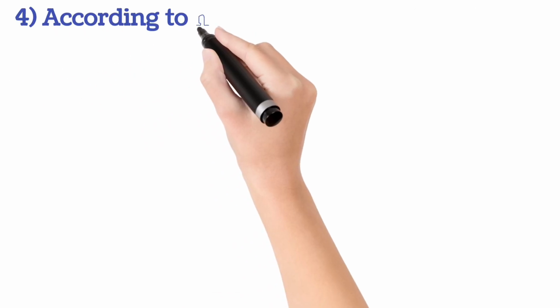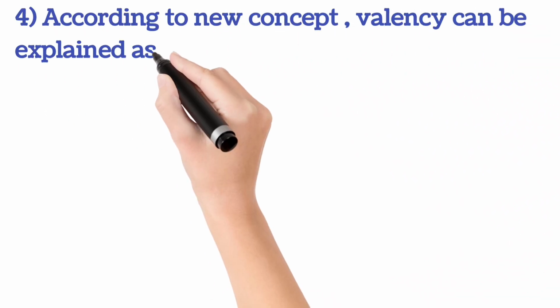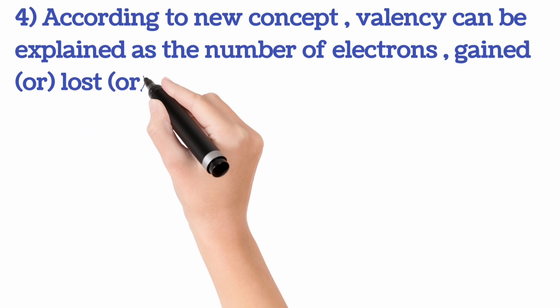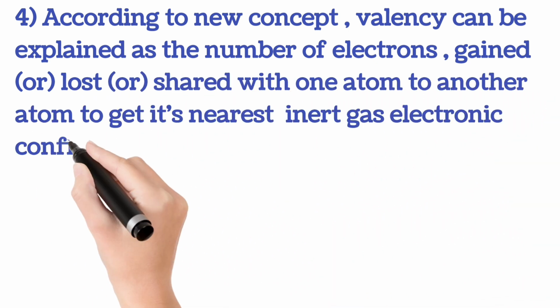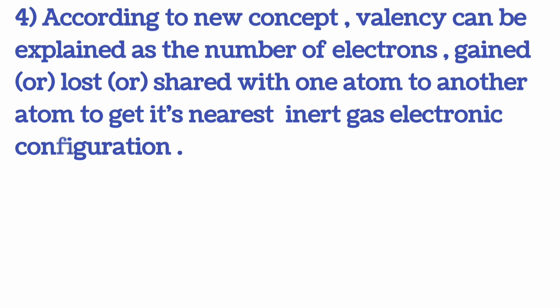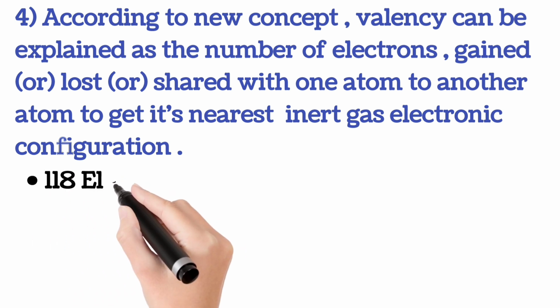Then the valency of magnesium is 2. Now, the fourth definition: according to the new concept, valency can be explained as the number of electrons gained, lost, or shared by one atom with another atom, to get its nearest inert gas electronic configuration.